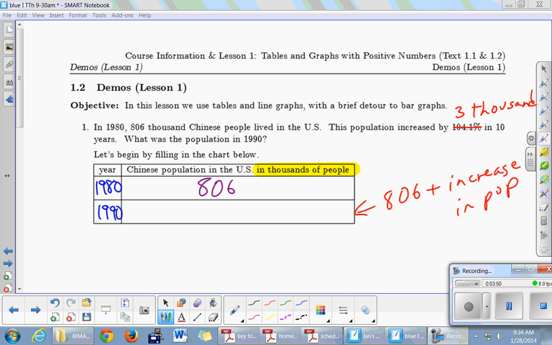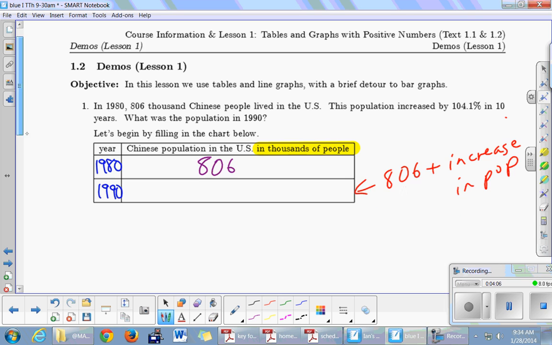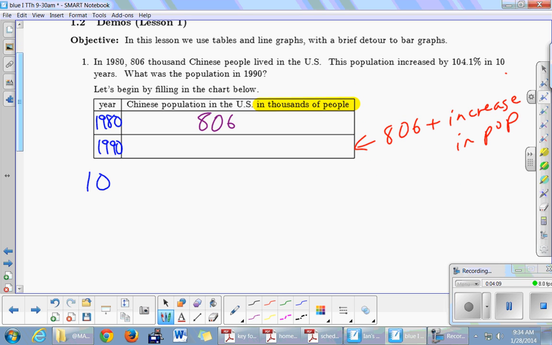Okay, so now we get to this issue of how do we handle the 104.1%. So what's your name? Geneva. Geneva talked about taking the 104.1% and I think you said multiply. What do we think? We're trying to find 104.1% of the 806,000. 104.1% of 806. The 1,000 is implied. How do we do that? We buy multiplication. That's what Geneva said. To find a certain percentage of a number, we multiply.